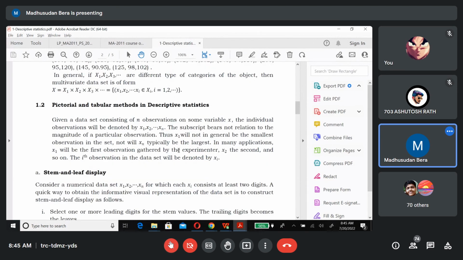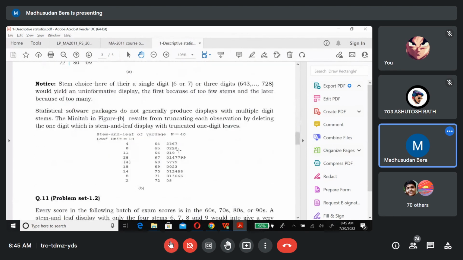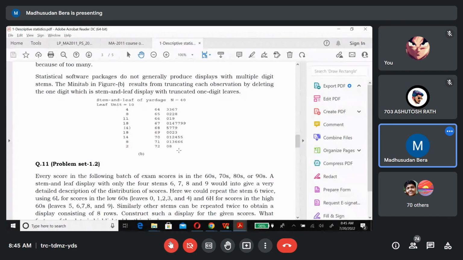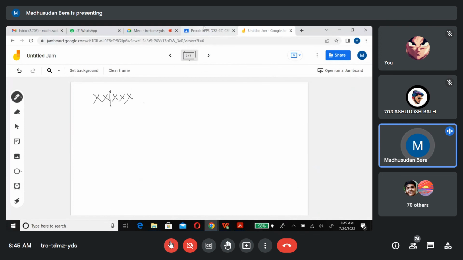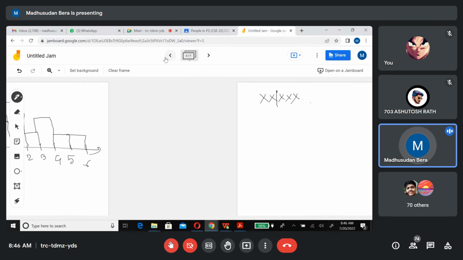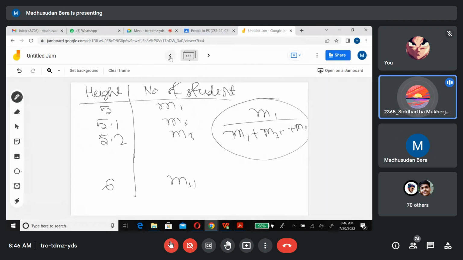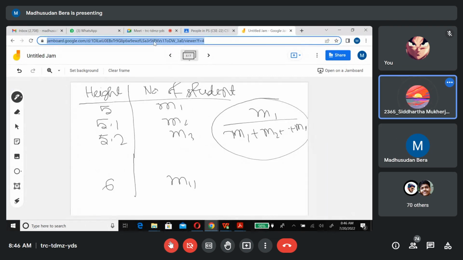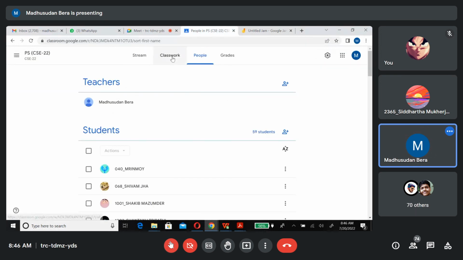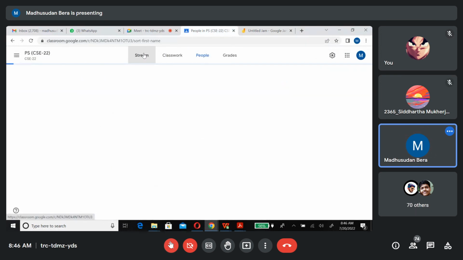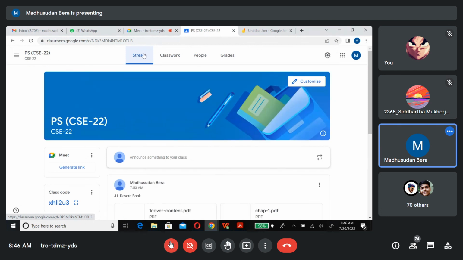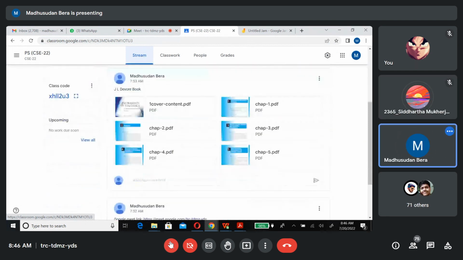Okay. Okay, I will share this. Is Jamboard required to share or not? Because nothing is written here. Or I will share it. Sir, you shared the notes, the book part. Books are already shared chapter wise. If you see, screen is visible. Yes, sir.